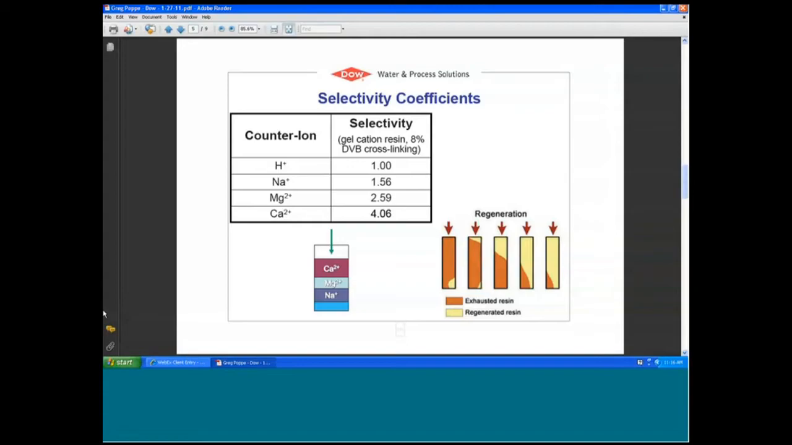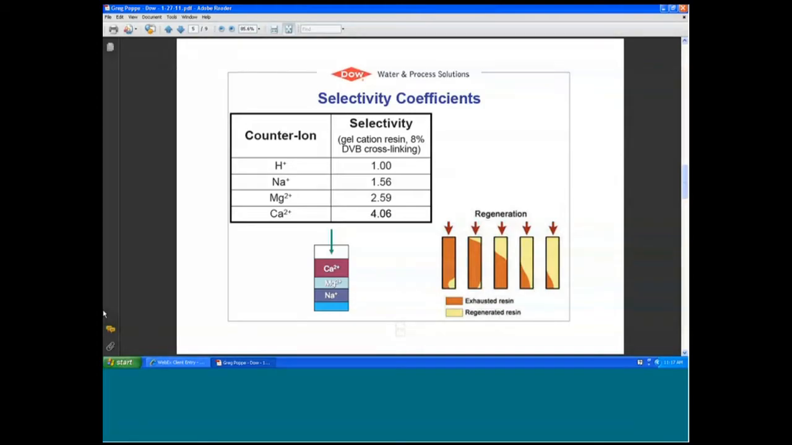And so looking at the little diagram in the lower left of the slide, what happens during service is you end up seeing a chromatographic layering of the way these ions deposit onto the resin. Calcium, being the most attracted to the resin, essentially will displace any other ion that is already there. And so by the end of the cycle, calcium occupies most of the resin at the upper layer of the bed, and sodium is progressively pushed towards the bottom of the bed, and then magnesium is going to fall somewhere in between.